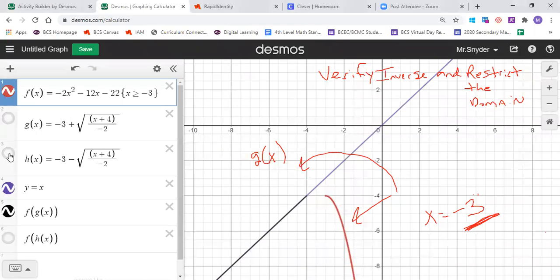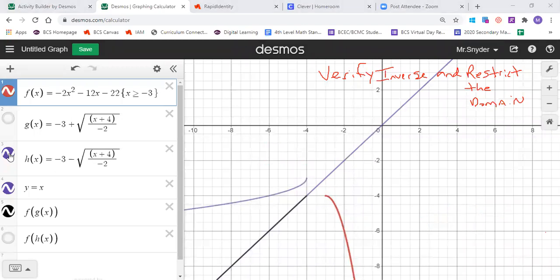And I'm going to turn on h of x. Okay. So when I turn on h of x, once again, you can tell that they are not inverses of each other because they are not reflecting over the line. So I come back, I say, okay, well, I know x is -3. And that is the line of symmetry right there, x equals -3. And then I'm going to come back up here to f of x, and I'm going to change it.